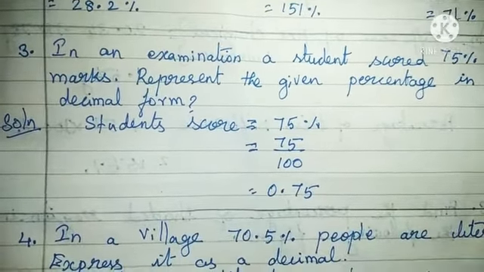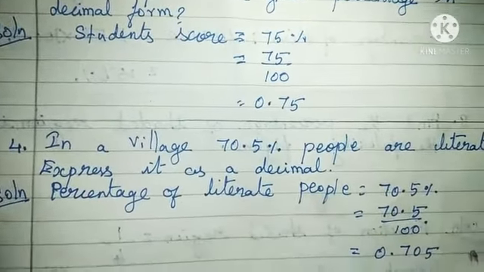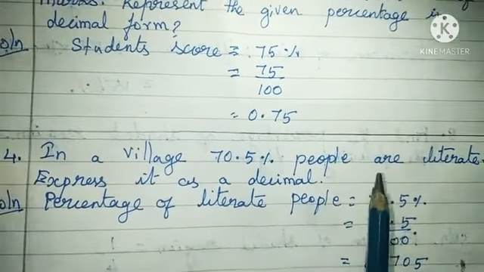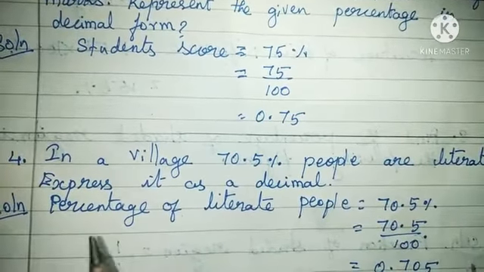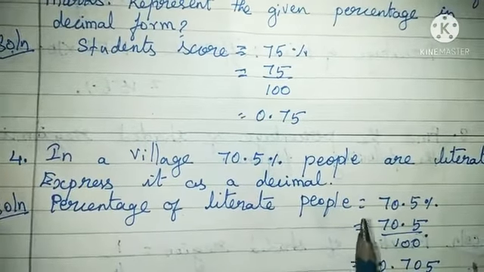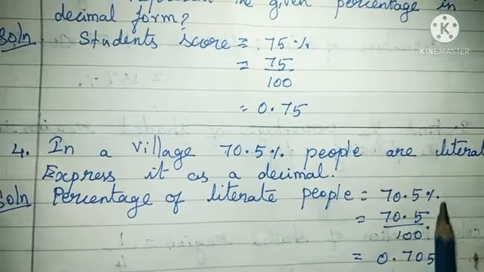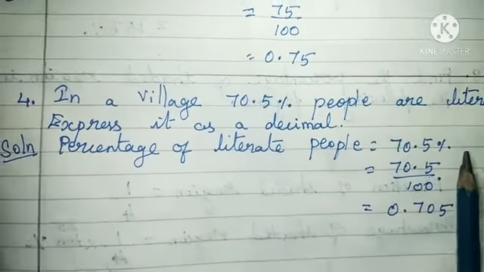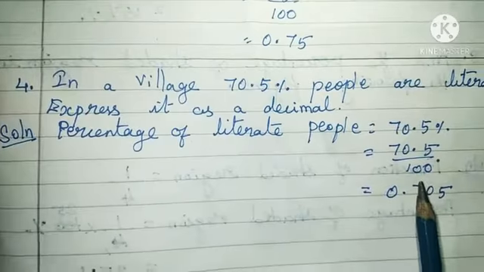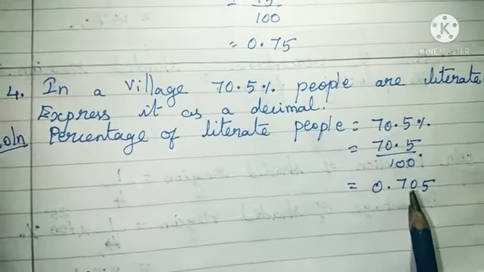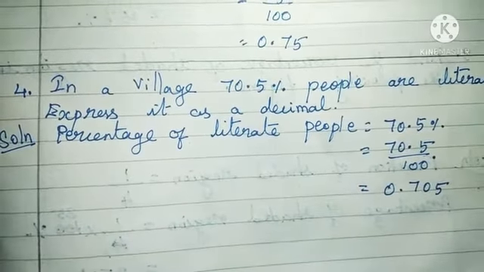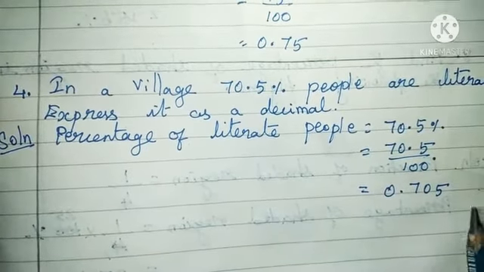Fourth sum, in a village, 70.5% people are literate. Express it as a decimal. Here also the percentage of the literate people is given as 70.5%. You have to convert this percentage into decimal. For that, you have to divide it by 100 and we get the answer as 0.705.